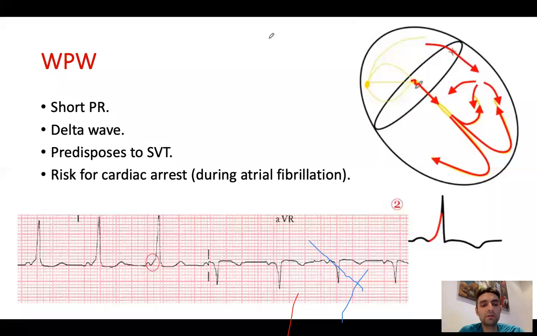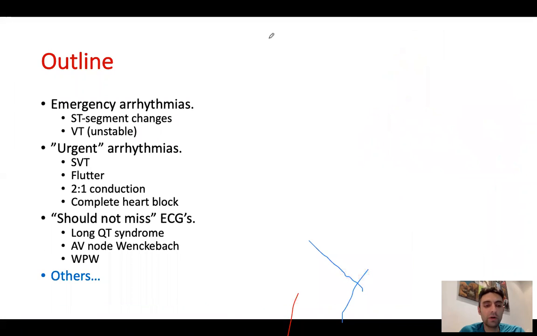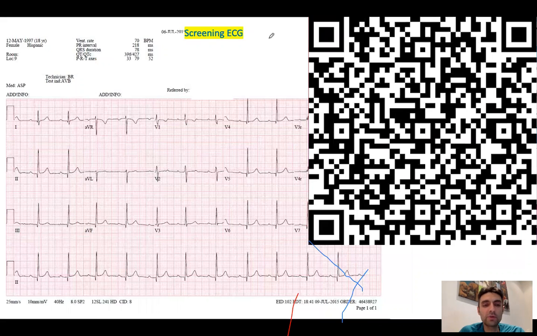Short PR, delta wave. Of course, it predisposes to SVT, and there is risk of atrial fibrillation with rapid ventricular conduction and VFib, or sudden death. Okay, next, others. We're towards the end.